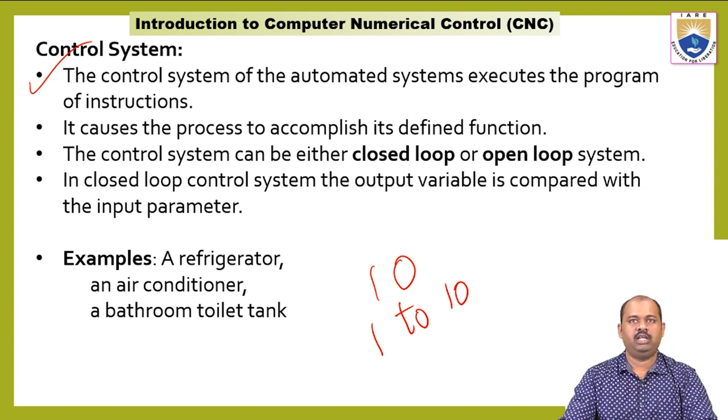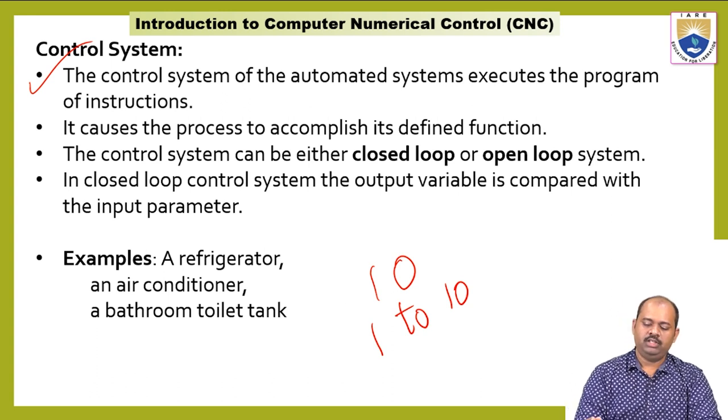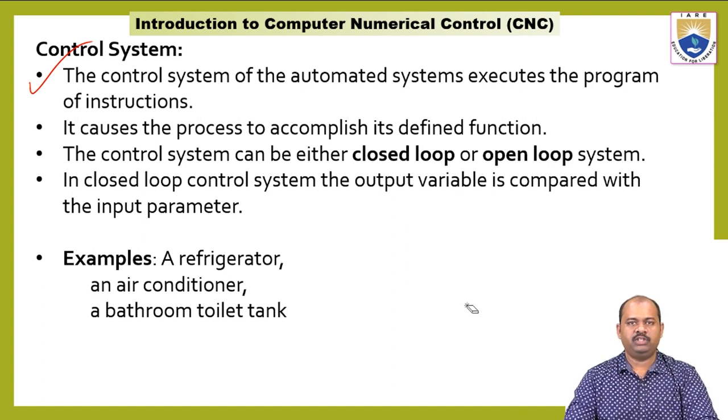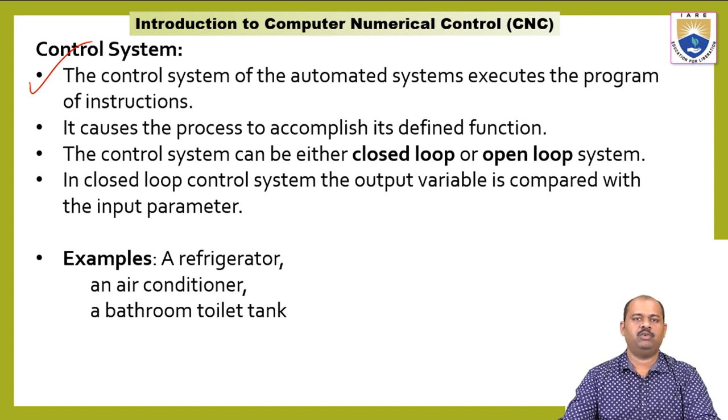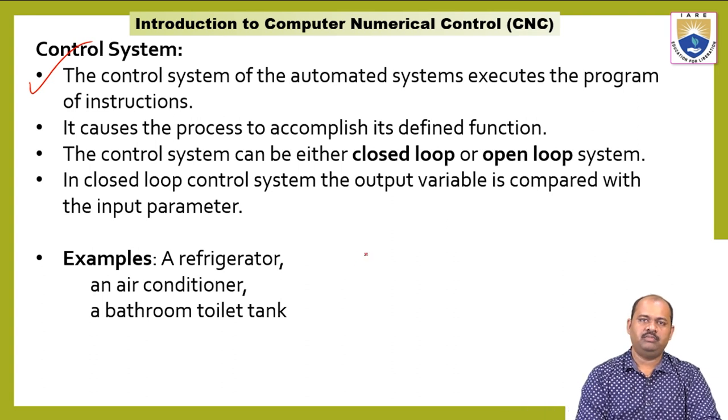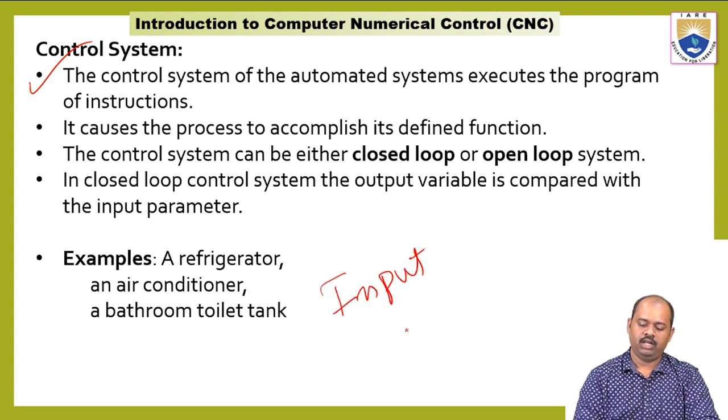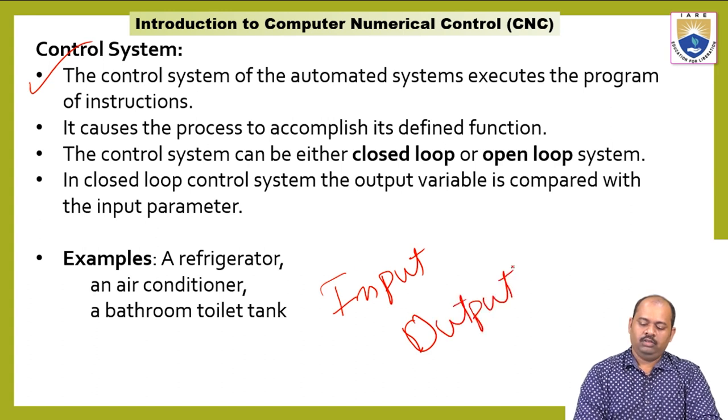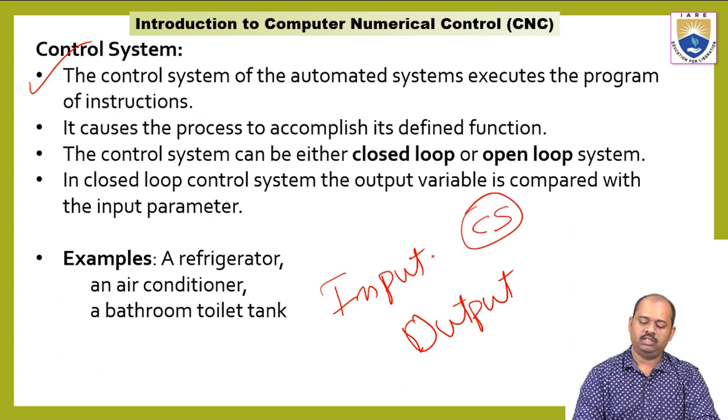And then the control system can be either a closed loop or open loop system. Closed loop and open loop systems are very important when we are discussing control systems. Open loop is nothing but it does not take any feedback from the output. So we have input and we have output, and in between we have a control system. This control system will take the input and generate the output.